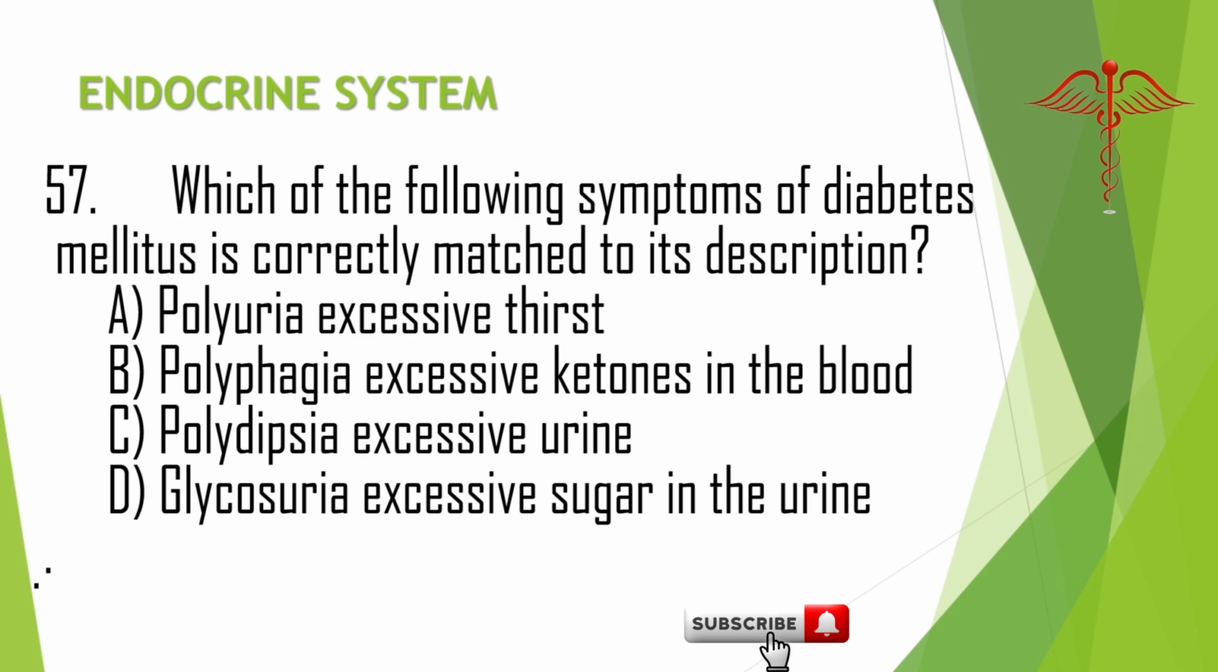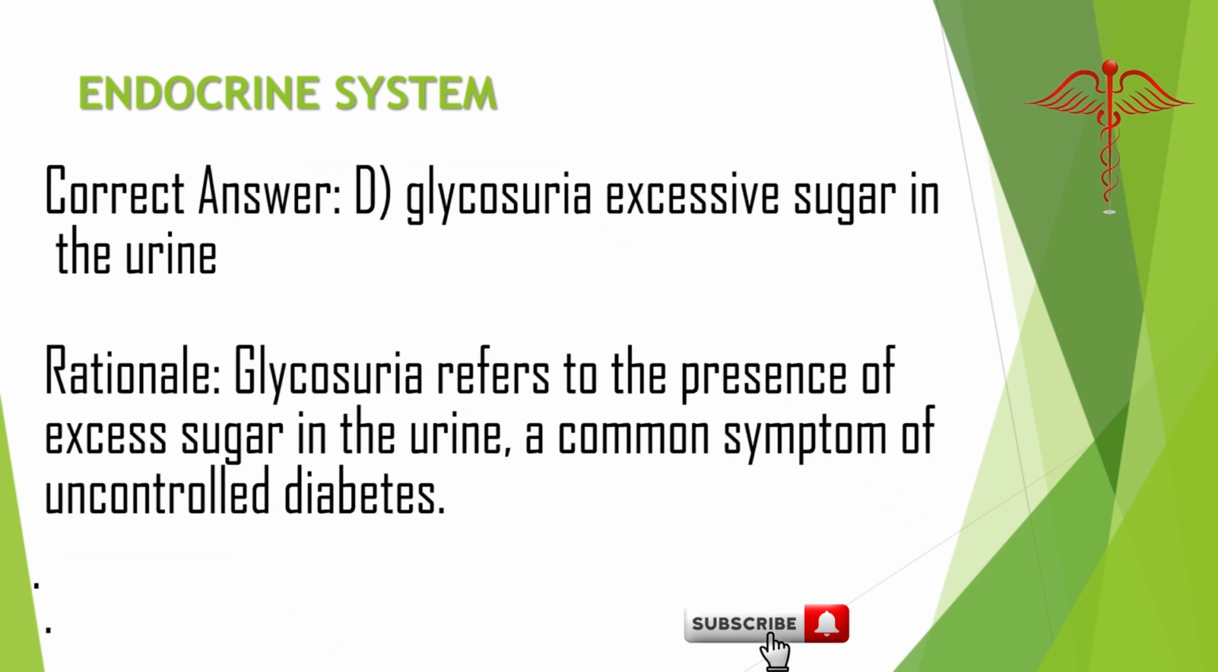57. Which of the following symptoms of diabetes mellitus is correctly matched to its description? A. Polyuria, excessive thirst. B. Polyphagia, excessive ketones in the blood. C. Polydipsia, excessive urine. D. Glycosuria, excessive sugar in the urine. Correct answer: D. Glycosuria, excessive sugar in the urine. Rationale: glycosuria refers to the presence of excess sugar in the urine, a common symptom of uncontrolled diabetes.